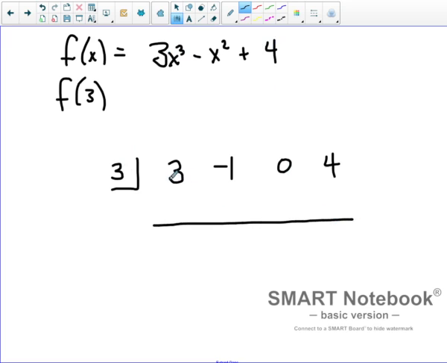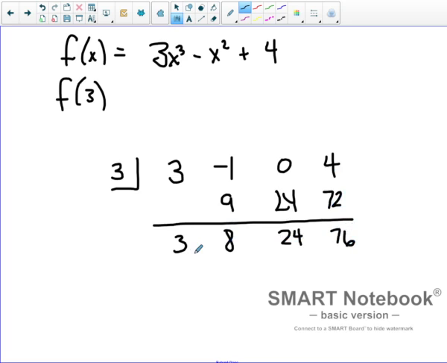And so again, I'll just walk through that process, bring the 3 straight down. 3 times 3 is 9. 9 plus negative 1 is 8. 8 times 3 is 24. My handwriting's getting bad here. Add those together, I get 24. 24 times 3 is 72. And then when I add that together, I get 76.